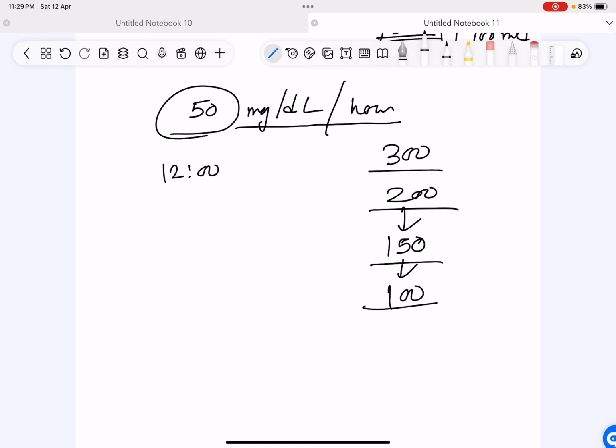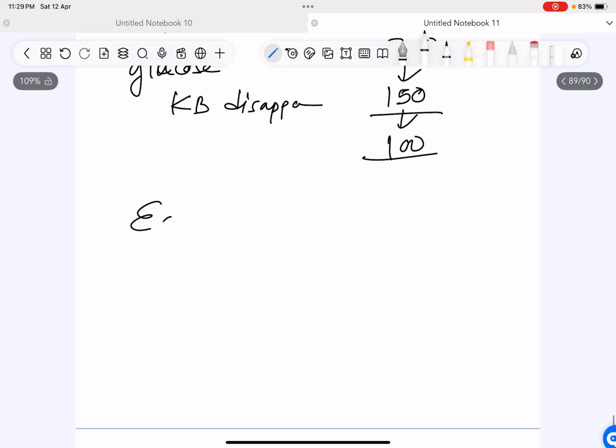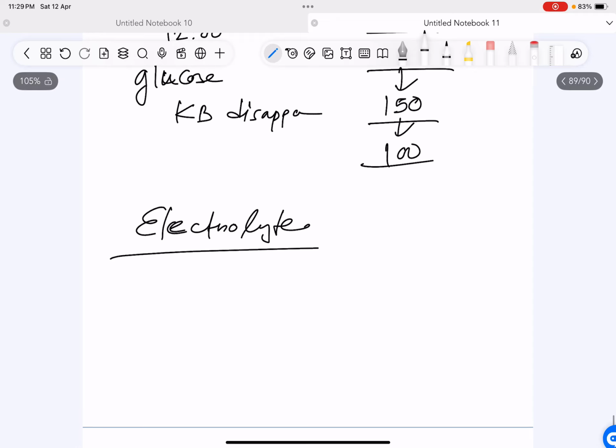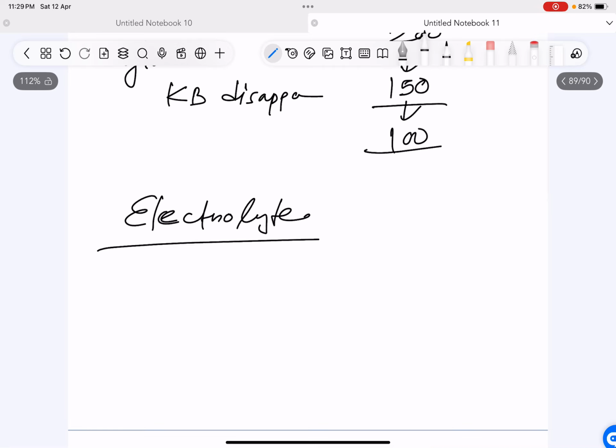The moment you start controlling the glucose levels, ketone bodies start to disappear. Electrolyte management. So fluid management we saw, and we were also checking the electrolyte levels. We corrected the glucose levels as well as ketone body levels. Along with that, we indirectly corrected the pH, but you will also correct the pH, and later on I'll tell you how to correct the pH.